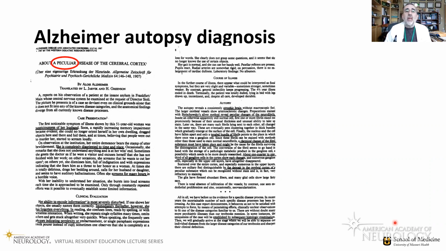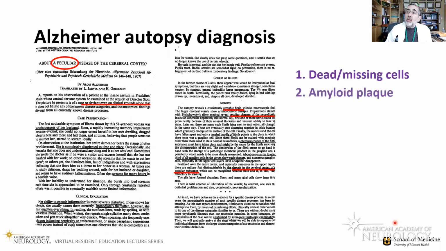Unusual, said he, because the brain was very atrophic at autopsy, and it had a deposit in the cerebral cortex of a peculiar substance and peculiar changes of the neurofibrils. We're going to capsulize these three features of what Alzheimer described as loss of neurons, amyloid plaque, and neurofibrillary tangles.